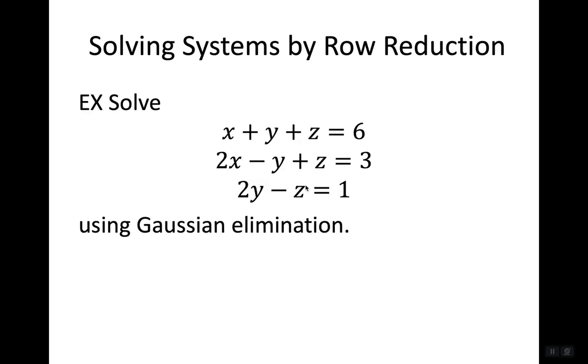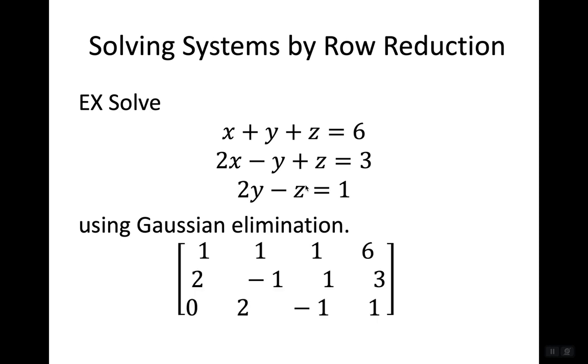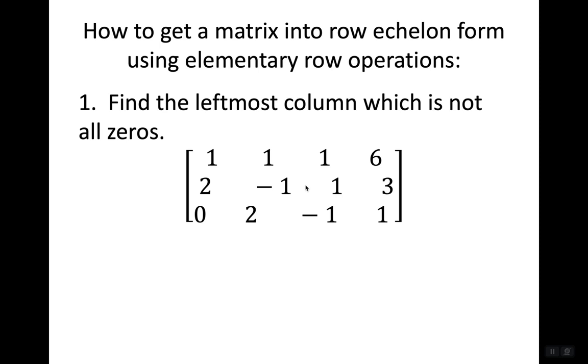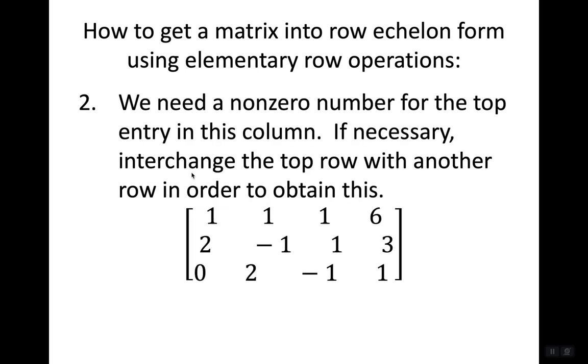So for example, let's solve this system of equations we looked at a moment ago using Gaussian elimination. First we represent it as a matrix, and now we're going to apply elementary row operations. First, find the leftmost column which is not all zeros, and that would be this column. We need a non-zero number for the top entry in this column. If necessary, interchange the top row with another row in order to obtain this. Okay, we have a non-zero number. That's a 1. That's fine.